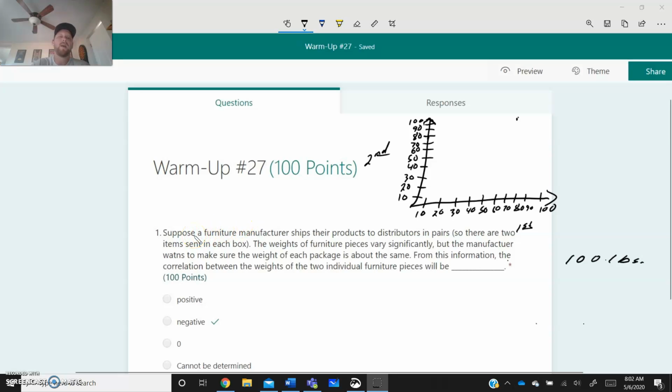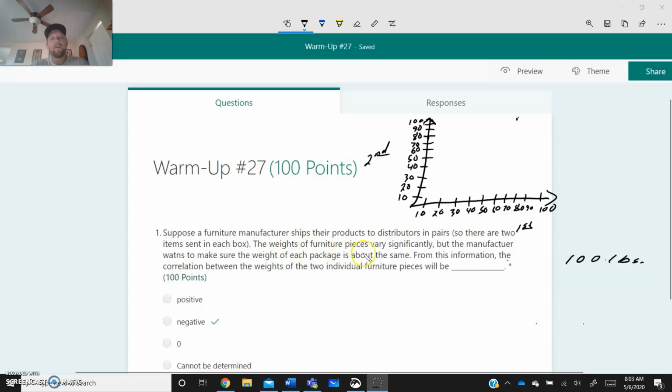It talks about a furniture manufacturer that ships their products to distributors in pairs. So there are two items in each box. That's how I came up with the first item down here on the X. That's my first item. The second item is on the Y.